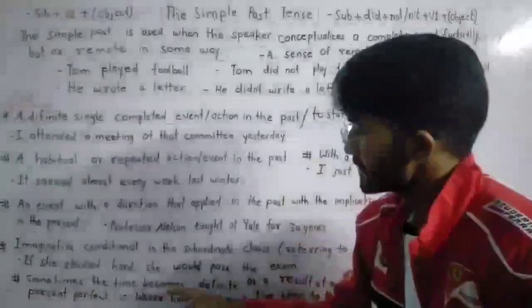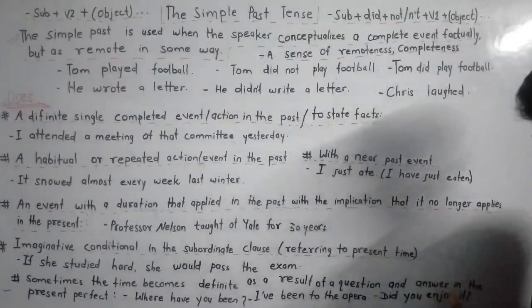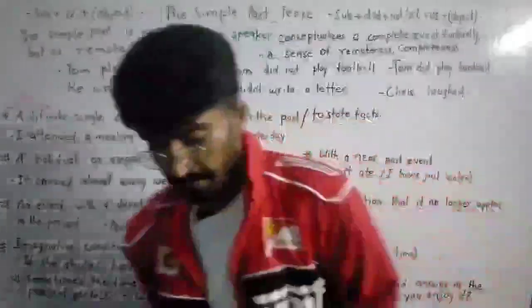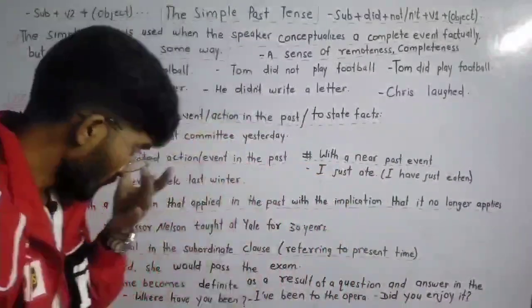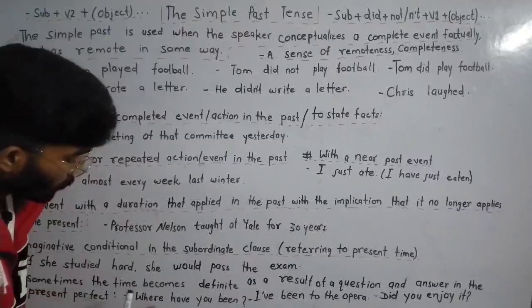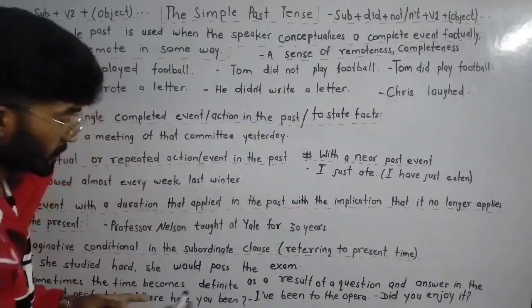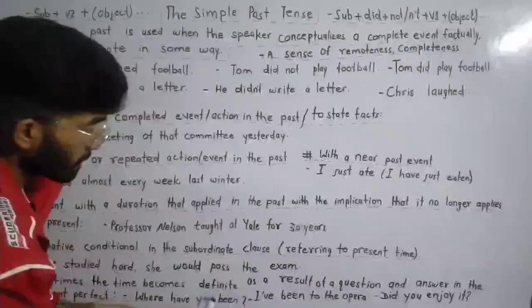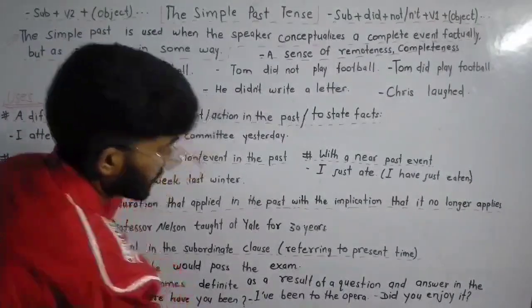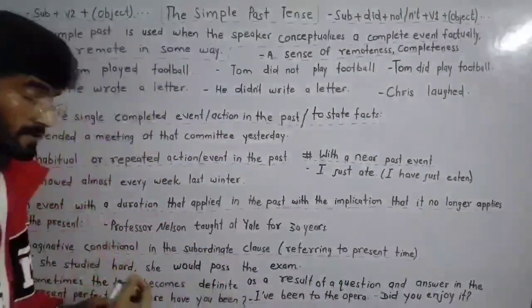And another one is that sometimes the time becomes definite as a result of a question and answer in the present perfect. Let's understand from this example. We better understand through an example. Here is the example. Where have you been? And this is your question, and the answer is I have been to the opera. And the conversation continues. Did you enjoy it? And the very person asks.